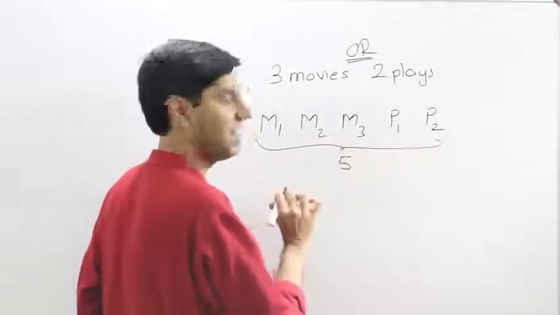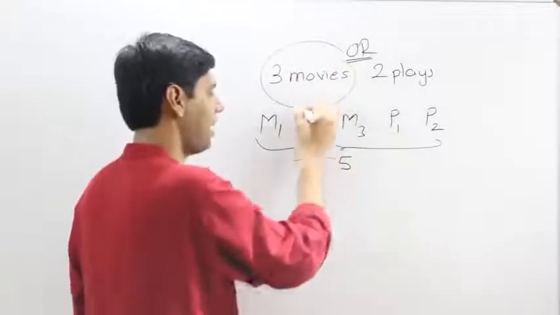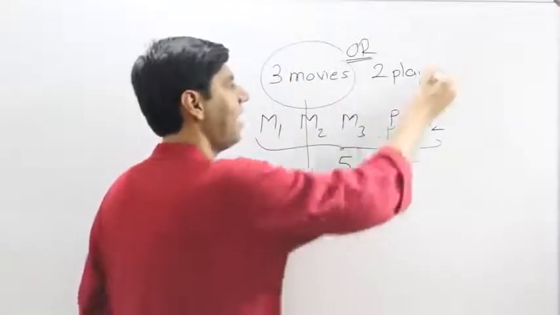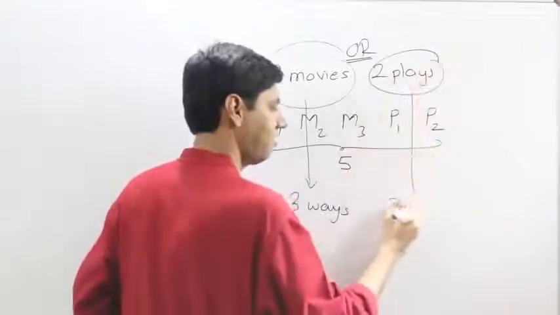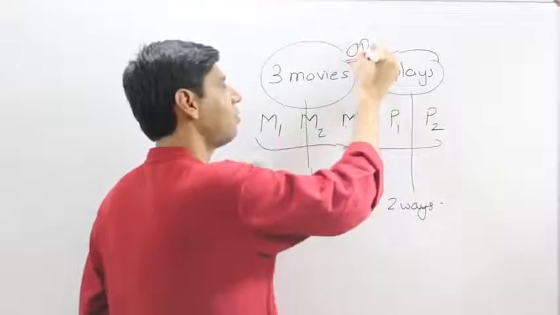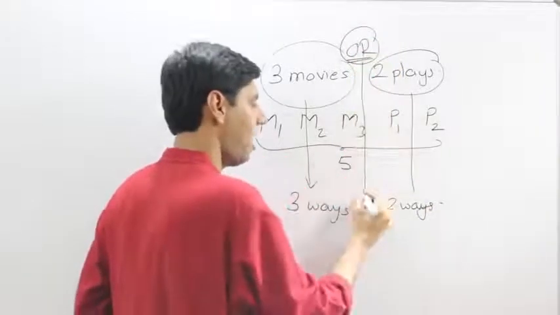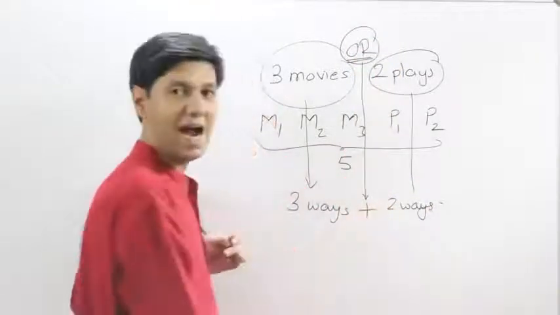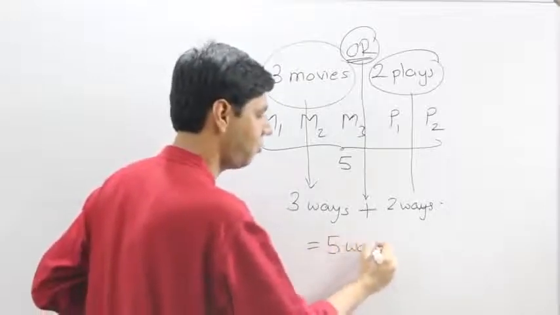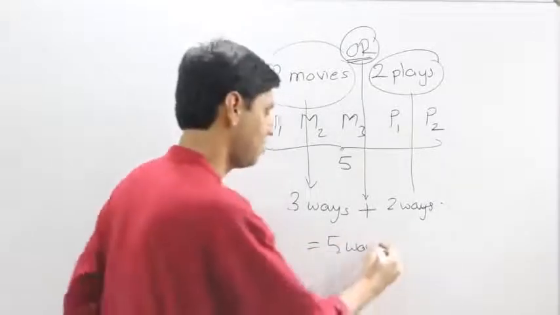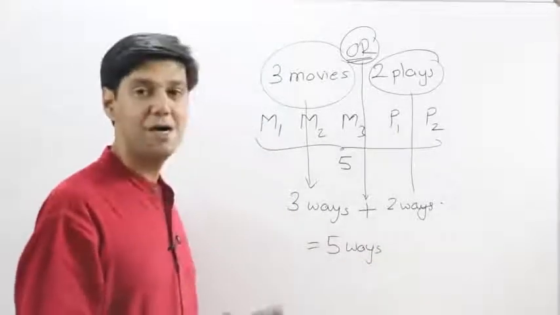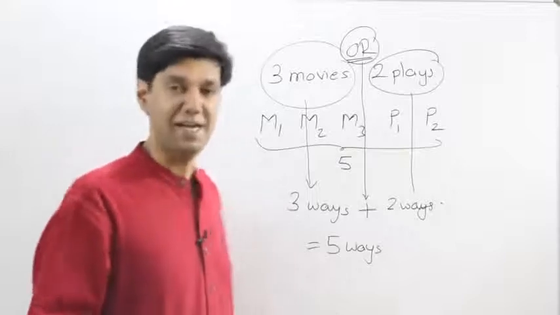How do we get this 5 different ways? Movies I could watch in 3 different ways. Plays I could watch in 2 different ways. And since I am going to use an OR, it is nothing but we just add them, and so I could watch a show in 5 different ways. So this is your rule of OR. Right? How does it become different if there's an AND?